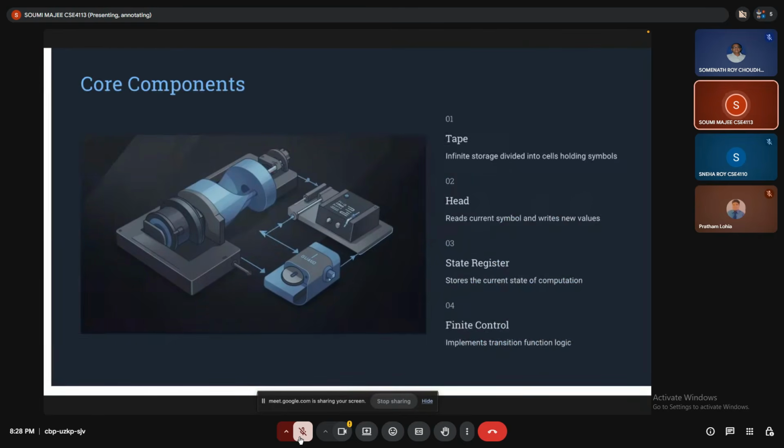Now coming to the core components. The tape stores input and acts as memory. The head reads and writes symbols. The state register keeps track of the current state. The finite control is the logic of transitions. These components work together to perform computation step by step.